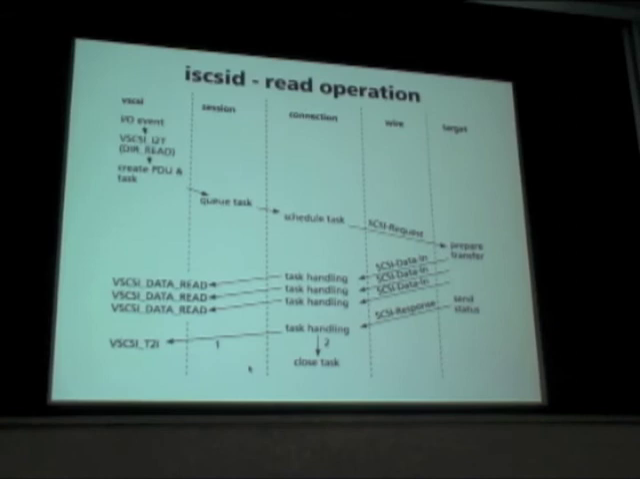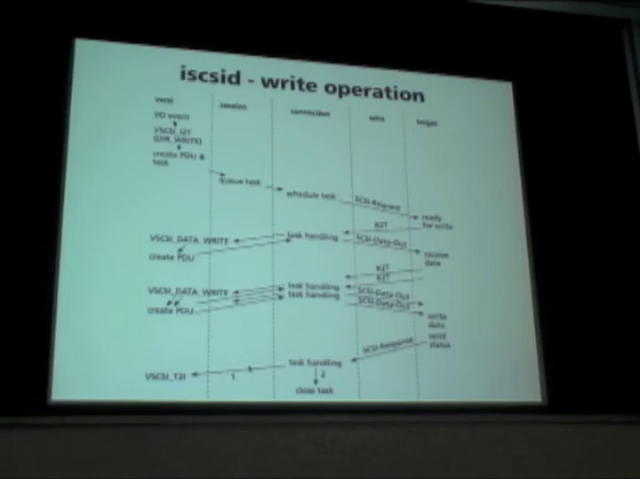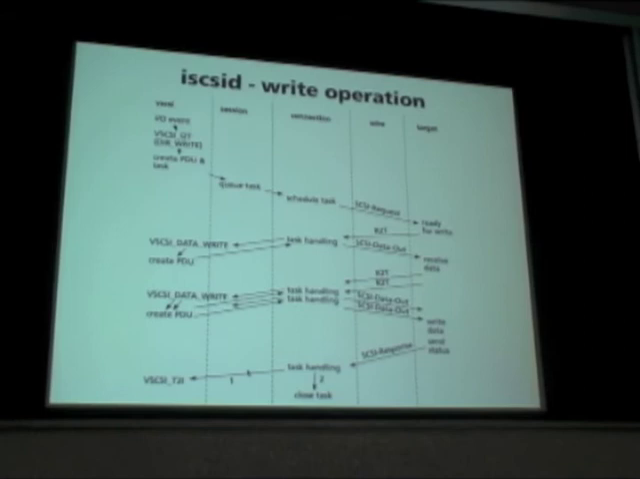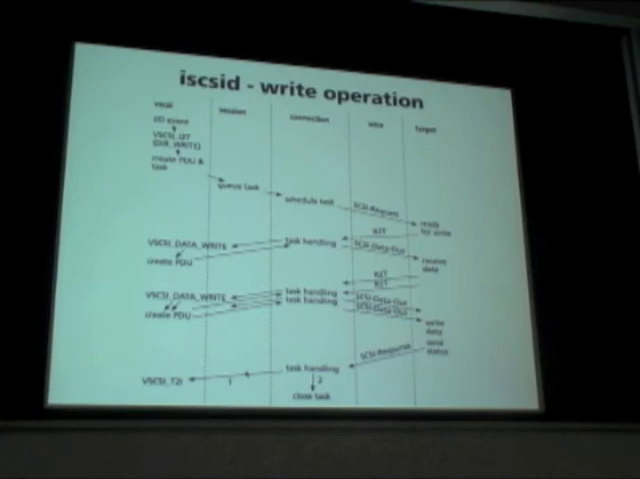The write operation is a little bit more complex because we actually want to get data out. The problem there is that at the beginning, it's the same thing. We get the command, we queue the task, we schedule the task, we send it to the target, and then the target actually has to tell us, okay, I'm ready, so you can start sending me the data.